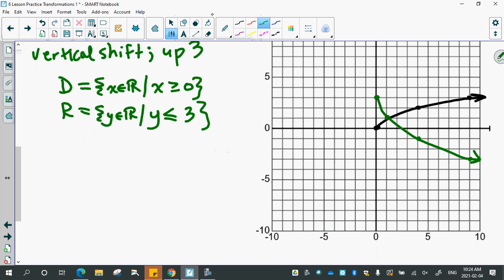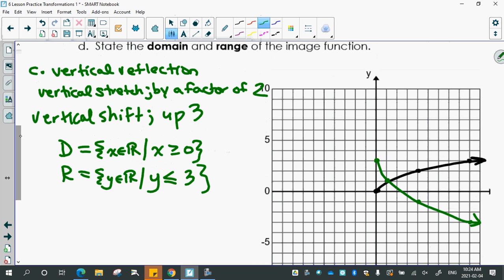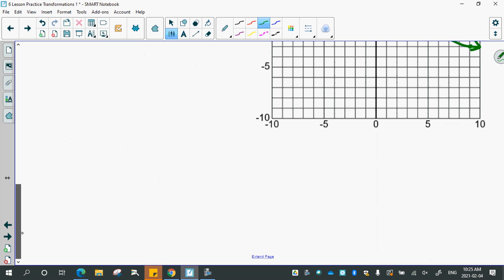Okay, one other thing that I always like to do is after I've drawn in my image, I like to look back at my words and make sure that it fits. So is it vertically reflected? Yes. Is it vertically stretched compared to the parent by a factor of 2? Yes. Okay. And is it shifted up 3 from the original? Yes. Okay, so I'd like to make sure the words match the picture. Okay? All right. Next question.